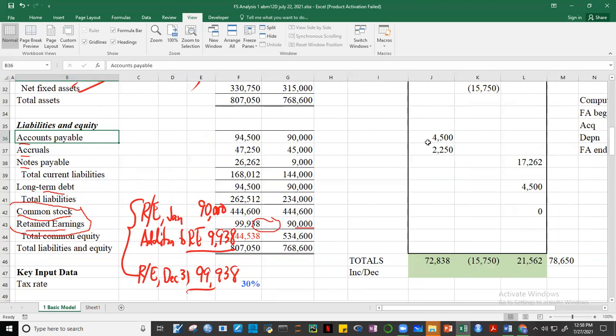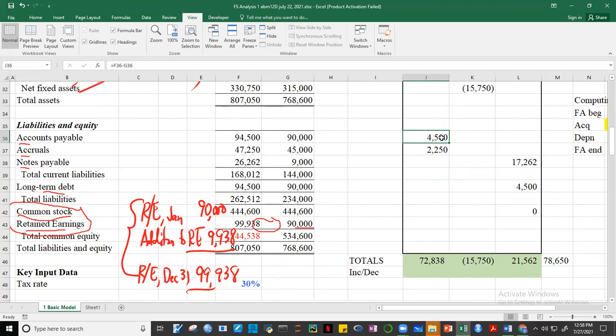So that should be operating. Our AP increased, which means we obtained a credit line and the cash is still with us, we haven't paid it yet. So that gives us a source of cash of 4.5. Same with accruals, expenses already incurred but not yet paid, so an increase of that is a source of cash. Then notes payable increased by 17,262, since this is interest-bearing financing. Same with long-term debt, which also increased by 4.5. It falls under financing, a source of cash because it increased.